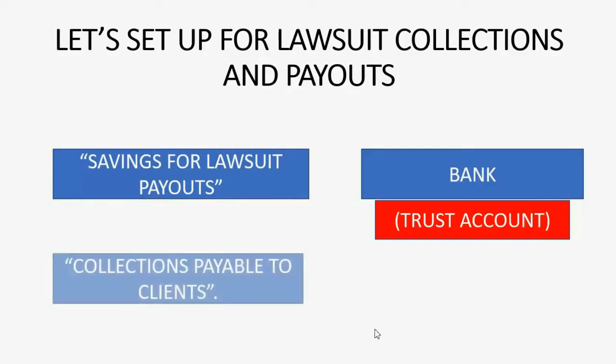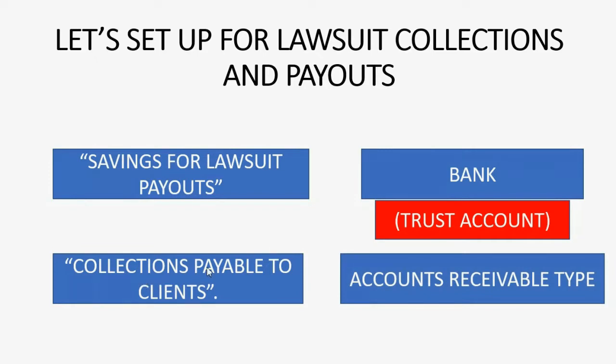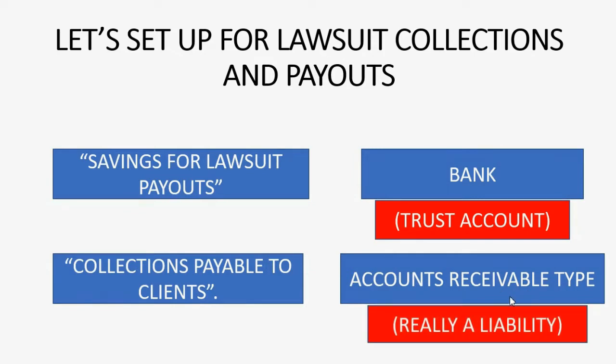Well, we also need an account to represent the money that is owed to all clients in total for all the lawsuit payouts that we collected and expect to pay. We will call it collections payable to clients, and we will make it an accounts receivable type like we just discussed. Even though we know it's a liability, if accounts receivable is negative, accounts receivable becomes a liability. That's what this is, but it tracks the individual payout balances separately from the normal service fees balances.